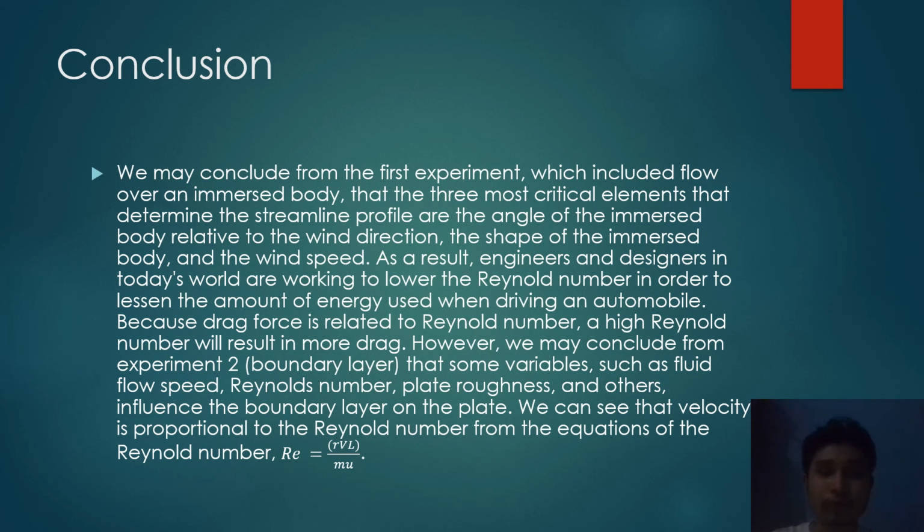Lastly, for the conclusion, we may conclude from the first experiment, which included flow over an immersed body, that the 3 most critical elements that determine the streamline profile are the angle of the immersed body relative to the flow direction, the shape of the immersed body, and the flow speed.